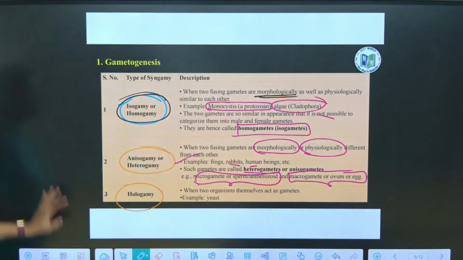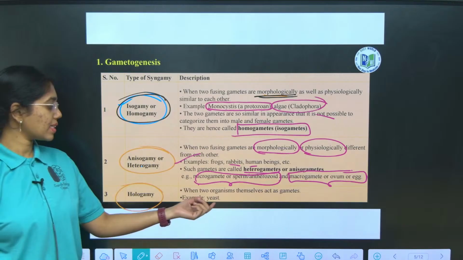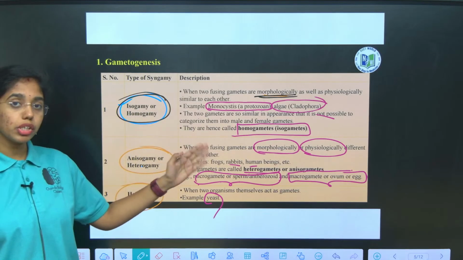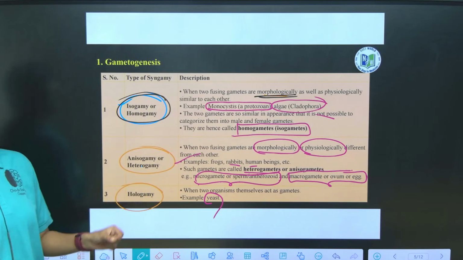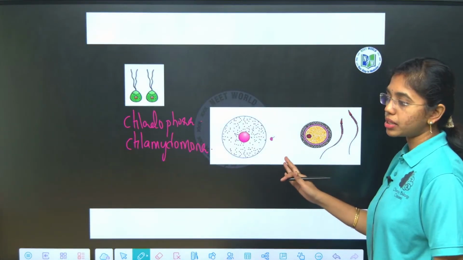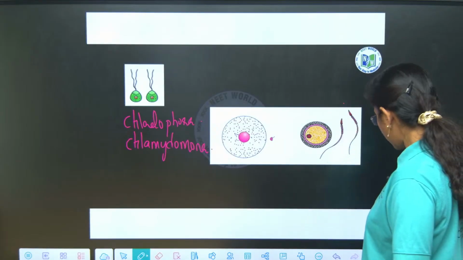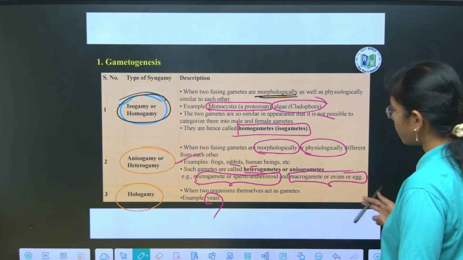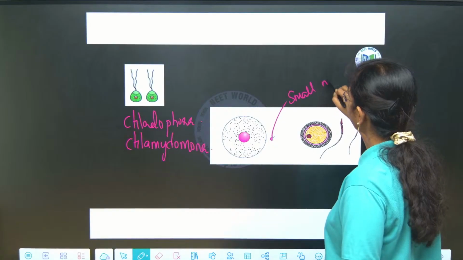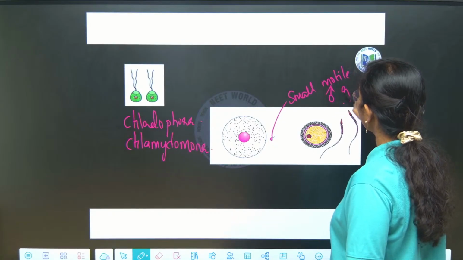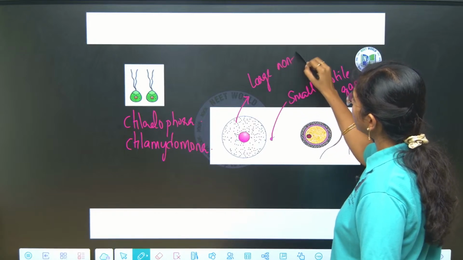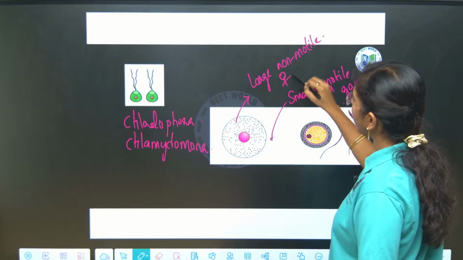Next, when two organisms themselves act as gametes, that is hologamy. For example, in yeast, which is a unicellular fungi. Here you have to remember the type of syngamy and the characteristic features of isogamy, anisogamy and hologamy, and the examples for each type are again important. Here you can see clearly the heterogametes that are produced in anisogamy, in Homo sapiens, and these are the two gametes, where you can see a small motile male gamete and a large non-motile female gamete.